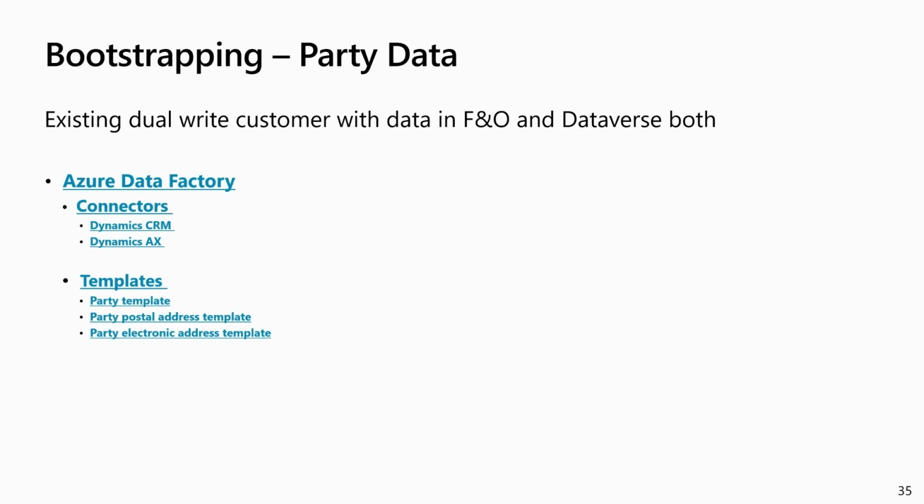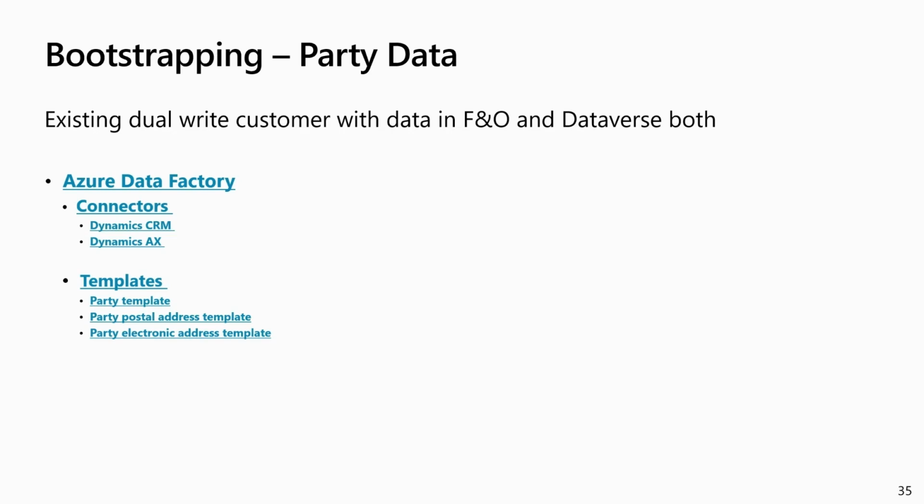With the party gap solution, we introduce party concept in Dataverse. As a part of party solution, you may have seen there are some new entities that have been introduced, like party, postal address, and electronic address. So any of our existing customers who have been using the DualWrite will have their data in FNO and Dataverse environments. So for them to uptake the party gap solution, they need to transform their data from pre-party data model to party data model. There are many ways to do it.